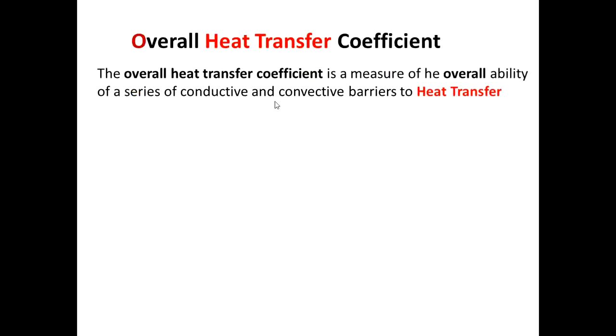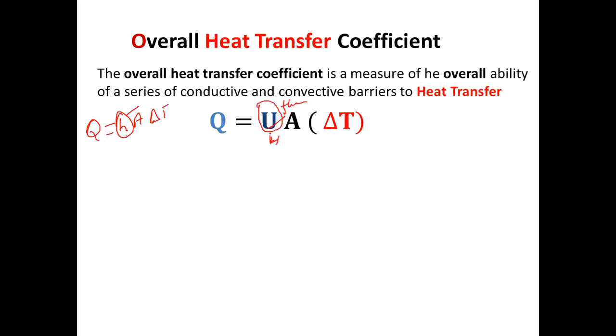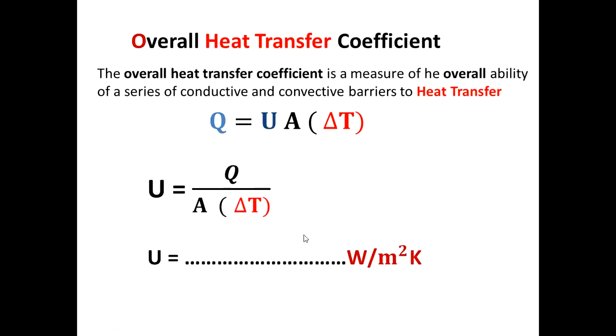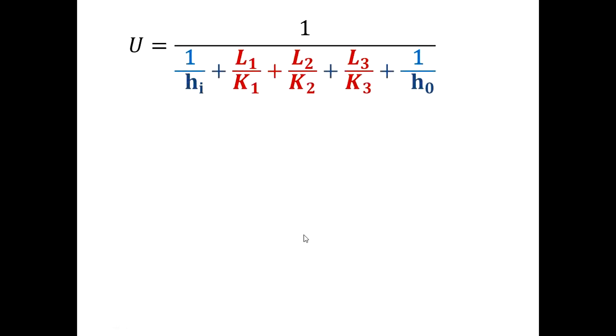The overall heat transfer coefficient is a measure of the overall ability of a series of conductive and convective barriers to transfer heat energy. So you know the equation Q is equal to U A delta T. Earlier you used to write the equation Q is equal to h A delta T, which is a measure of only the heat transfer coefficient of the fluid. The overall coefficient measures the conductive thermal resistance and also the convective resistance. The overall heat transfer coefficient you can write like this also.